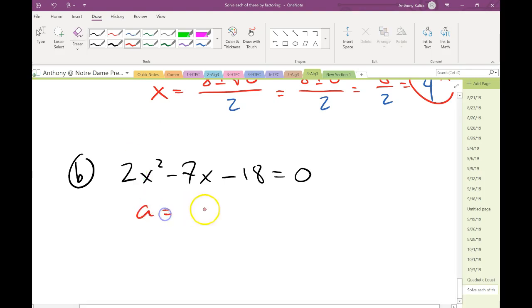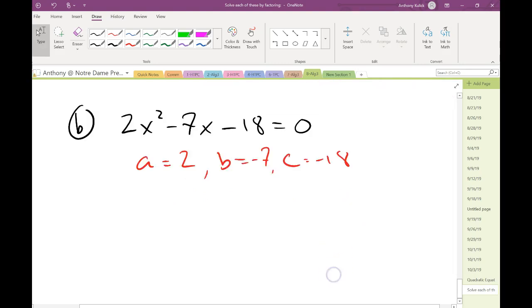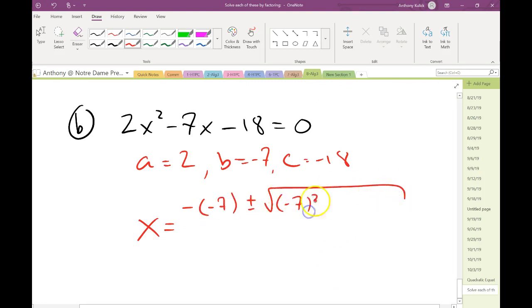What are my values for A, B, and C here? 2, negative 7, negative 18. Everybody agree? Okay. So when I plug into the formula: negative B plus or minus the square root of B squared minus 4 times A times C, all over 2 times A.